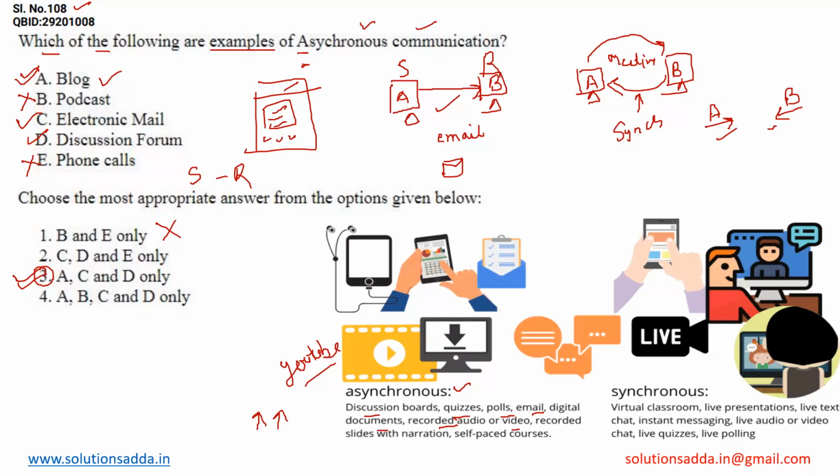So in synchronous communication, we have examples like virtual classroom, live presentation, live text, instant messages, for example chatting on WhatsApp, and live audio or video chat, live quizzes and live polling. These are the examples of synchronous communication. So to sum up this question, the correct option will be option number 3rd.